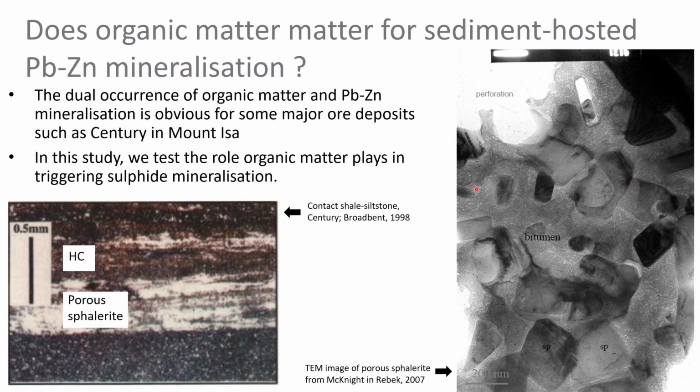Here are a couple of pictures from this deposit, where we see in this photomicrograph that the hydrocarbon in brown is being replaced by porous fluorite. And on the right-hand side is a TEM image of porous fluorite, which shows the minute crystals of fluorite within a sea of bitumen.